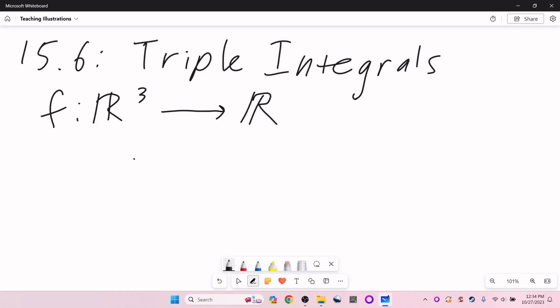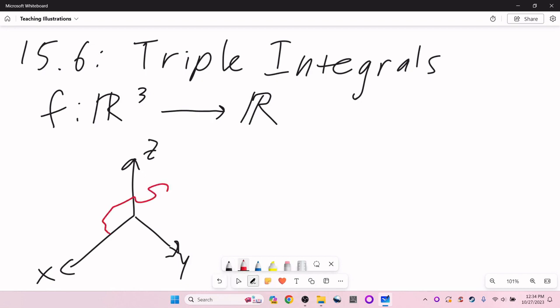So in three dimensions here, x, y, z, we would have some sort of region, maybe this little oddly shaped bowl thing. And so you'd say this is B. I'm not sure why I'm using B, I just am. B is this three-dimensional object.